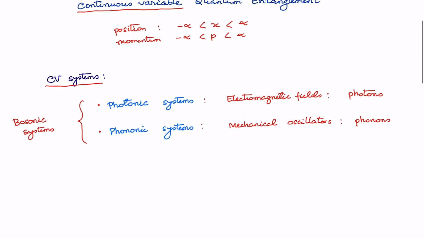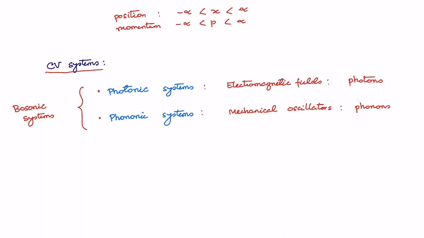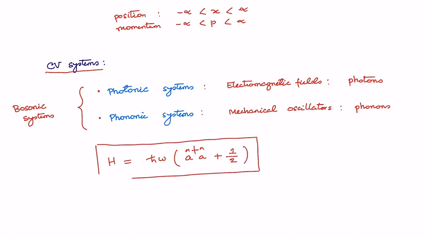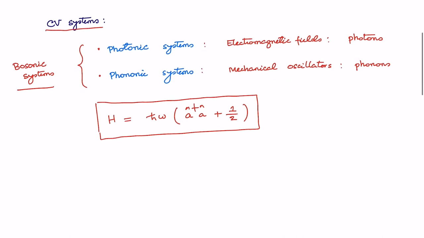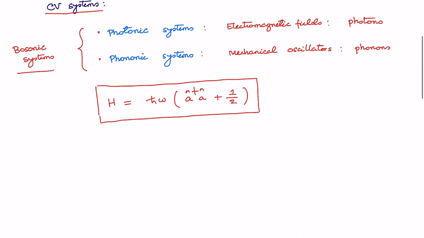Now, all of you know that the Hamiltonian for a harmonic oscillator, for one particular mode of oscillation, would be h cross omega. In terms of the so-called creation and annihilation operators, it would be a dagger a plus half. a is the annihilation operator and a dagger is the creation operator. A bosonic system can be treated as a collection of infinite number of modes, each mode oscillating like a harmonic oscillator. Then we can write the Hamiltonian for a collection of n modes of a bosonic system.